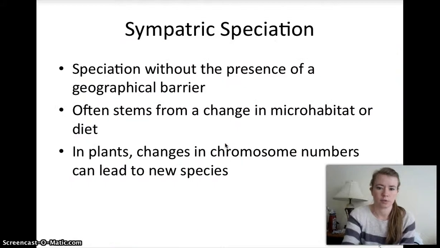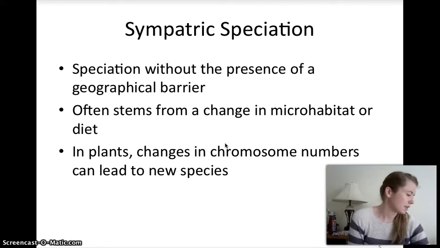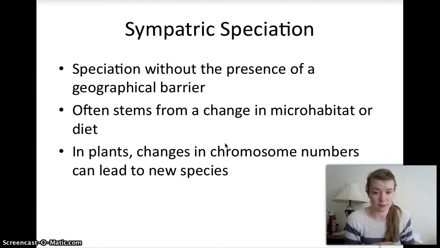So, for example, sympatric speciation, differences in microhabitat. What happens is they can still live in the same area, but find a specific niche within that area. The example that your textbook gives is of cichlids in a lake in Nicaragua. And what happens in this lake is all the fish still live in that same lake.